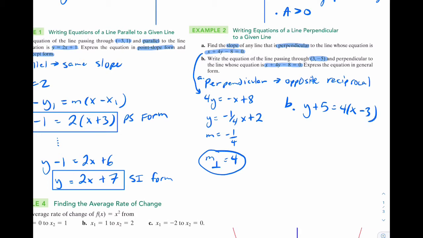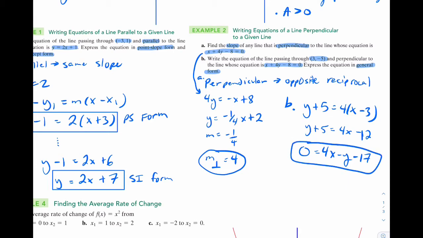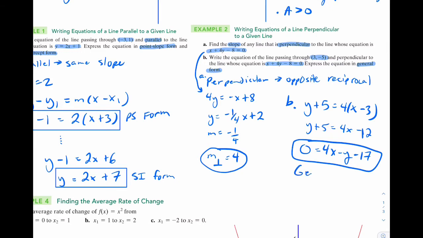Now notice how we actually can't leave it like that because it wanted us to find general form. So to do that, let's multiply it out. Y plus 5 equals 4x minus 12. Now normally we'd solve for y because we want slope-intercept form, but it says general form, which means we just want the equation to equal 0 while keeping our x term right here positive. So move everything to the right side. 0 is equal to 4x minus y minus 17. And there we go. That would be our general or standard form.